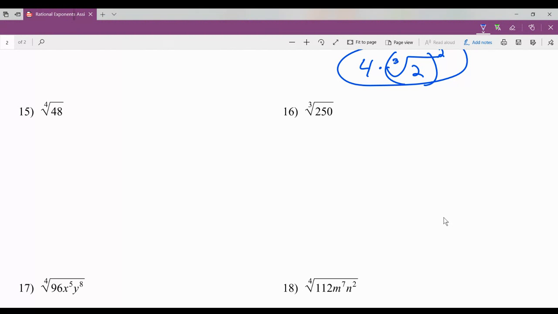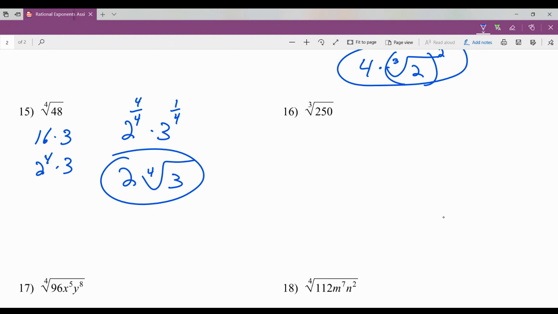48 is, that's 16 times 3, so that is 2 to the 4th times 3. But we're taking the 4th root of all of that. So this is 2 to the 4th rooted, times 3, 4th rooted. So that's just 2 to the 1, which is 2, times the 4th root of 3.